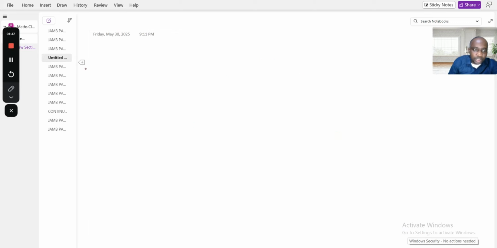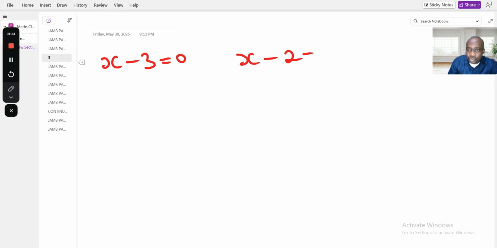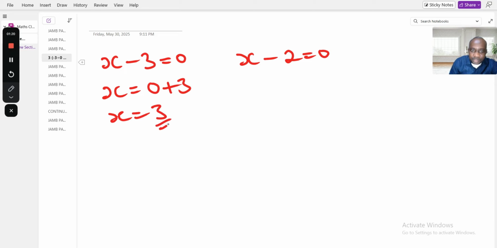We have x minus 3 equals 0. x minus 2 equals 0. When you do what? When this minus 3 wants to go and make the 0, the minus will change to plus. So x equals 0 plus 3, and 0 plus 3 is the same thing, 3.